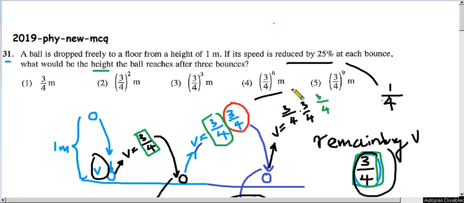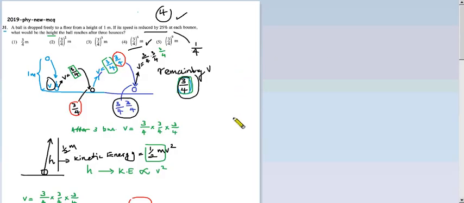So here is the answer. The fourth one is correct. So children, I think you can understand.